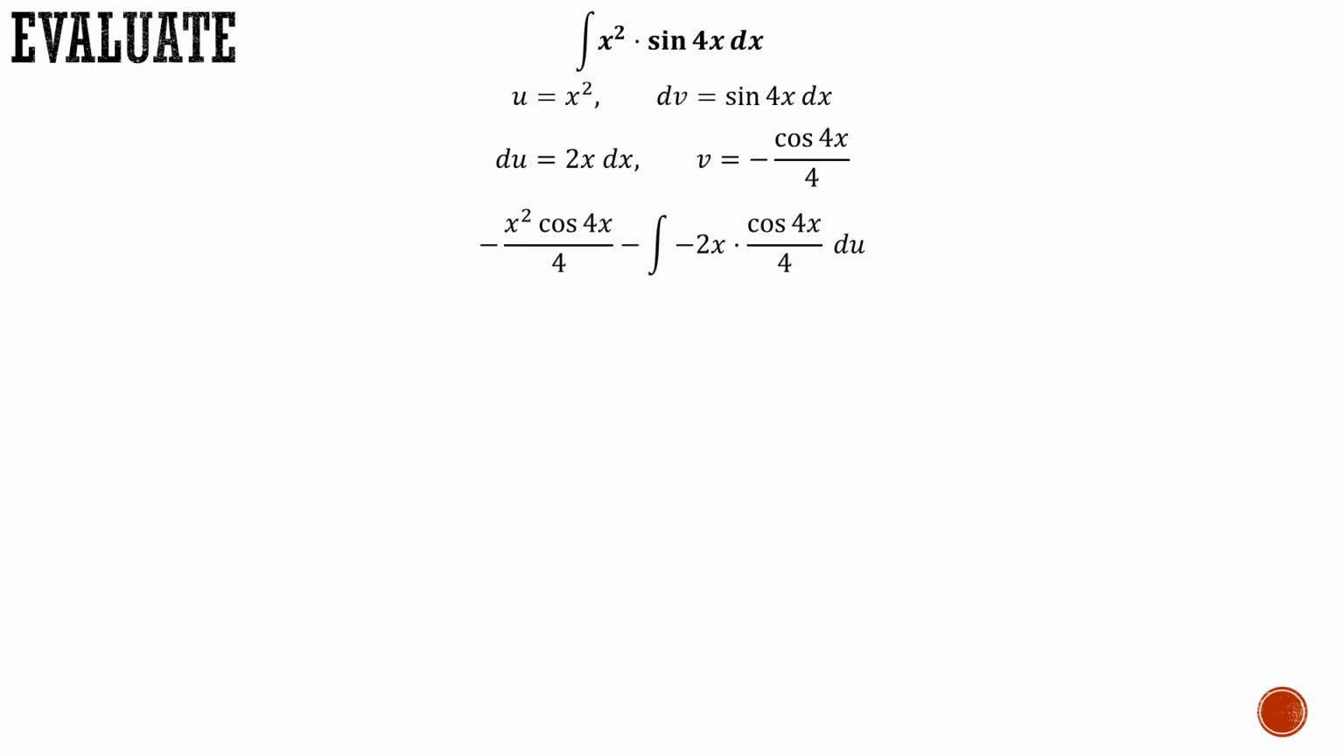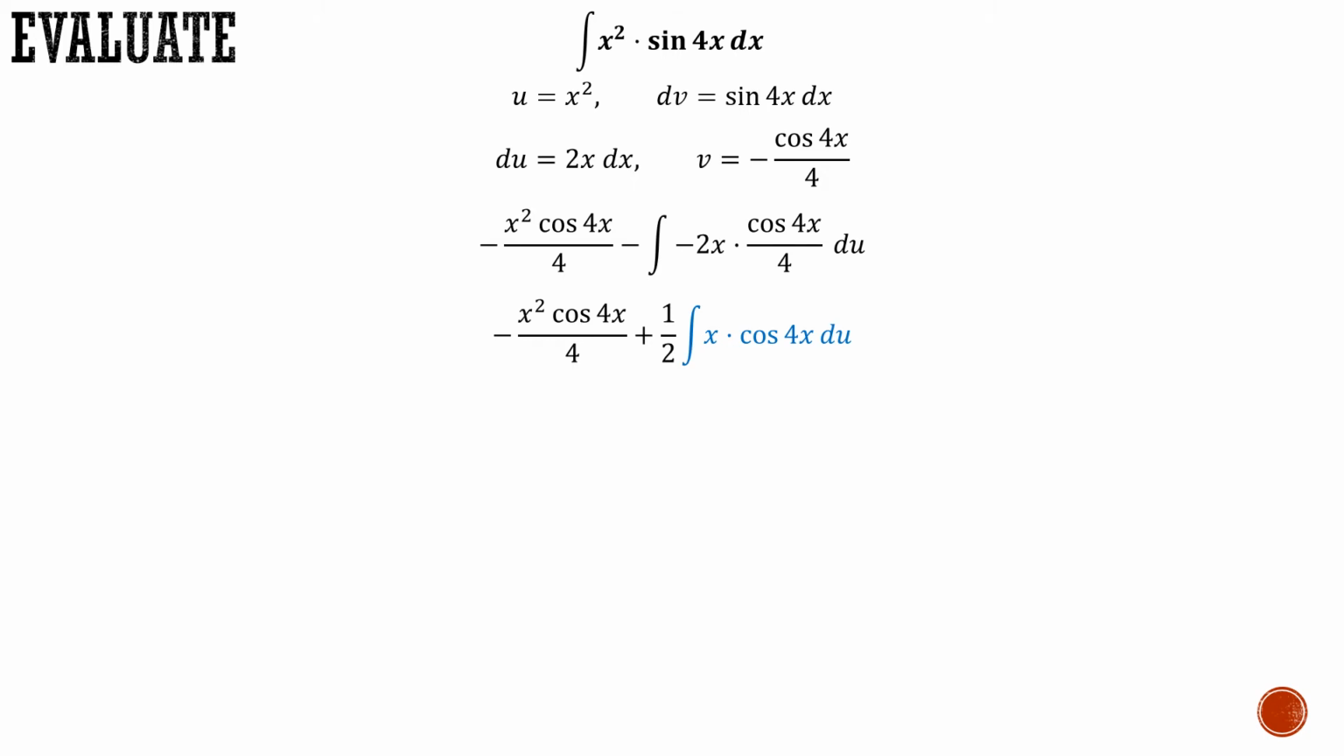All right, so using my formula, I'm going to get negative x squared cosine 4x over 4 minus the integral of negative 2x cosine 4x over 4 dx. Remember, that's the formula, uv minus the integral v du. Cleaning up that integral piece, I'm going to take out the negative 2 over 4. And so I have negative x squared cosine 4x over 4 plus a half integral x cosine 4x dx.